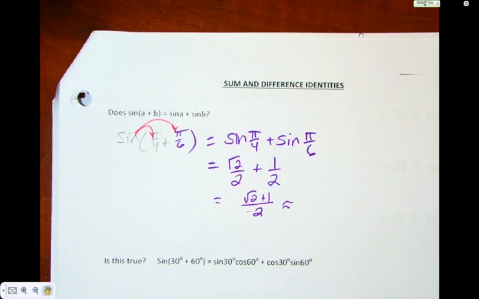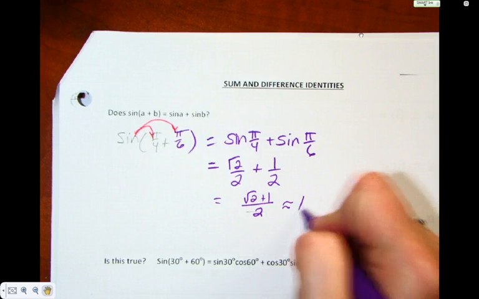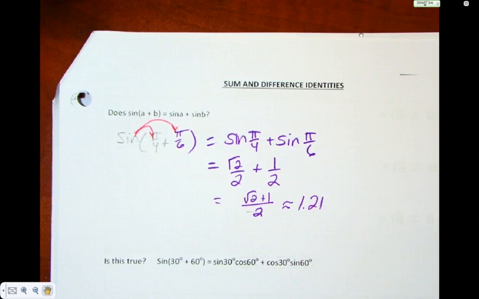1.21 if we go to 2 decimal places? Can someone confirm that value? Can we write that down? No, no, this is just a sine value, so it's just a value. 1.21, did I remember that correctly?